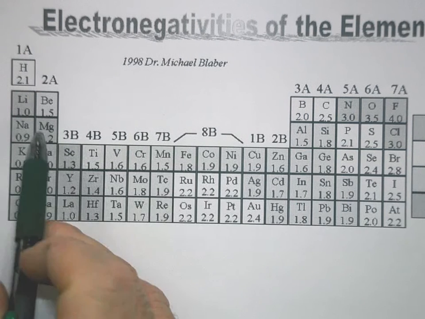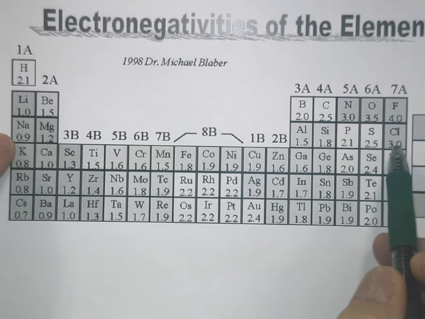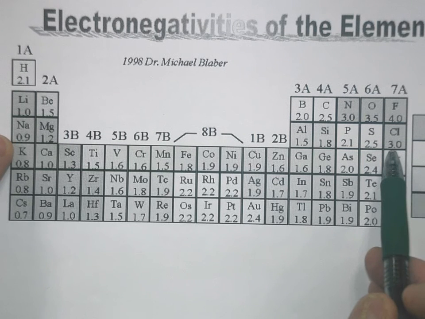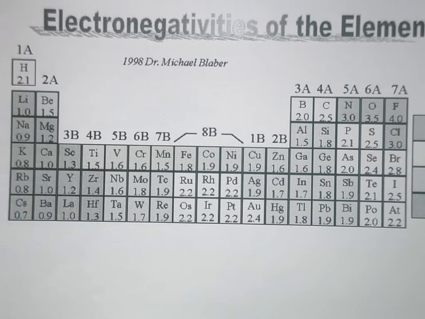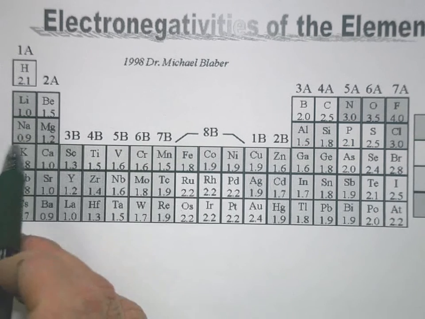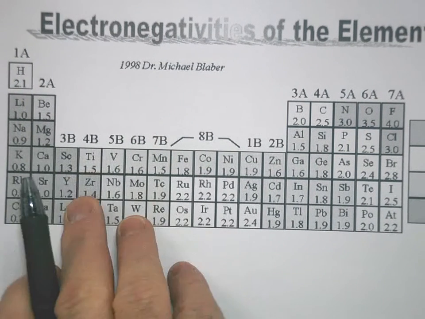So let's say we look at sodium and chlorine. Oh, hey, that's salt, right? Sodium chloride, NaCl. Chlorine has an electronegativity of 3.0, and sodium has one of 0.9. If we take the difference, meaning we subtract 3.0 minus 0.9, we get 2.1. That's how we find the difference.